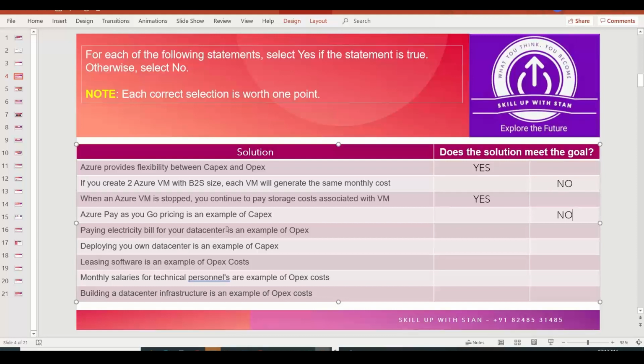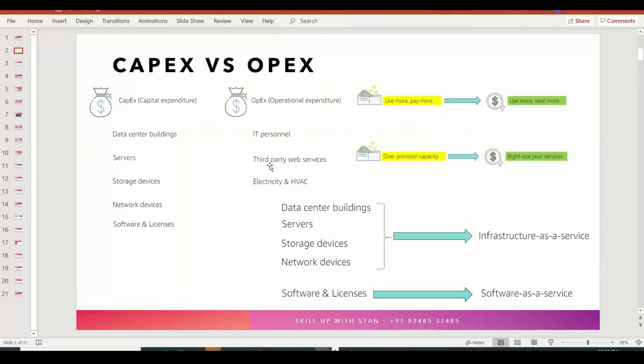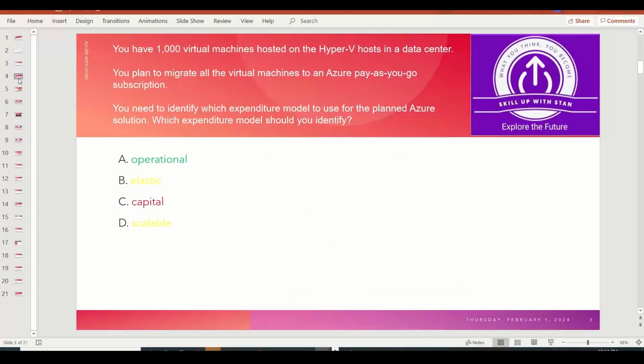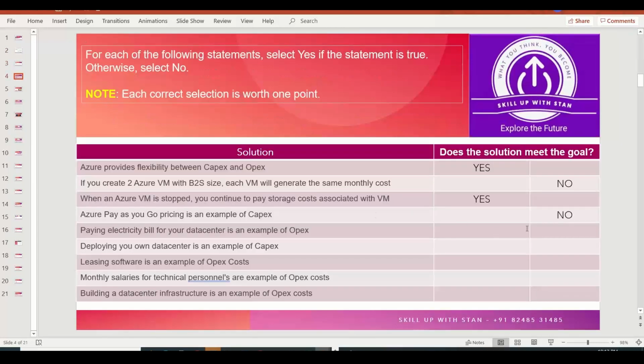Paying electricity bill for your data center is an example of operational expenditure. Yeah, that's what we saw, right? So paying electricity and then paying salary for your employees. Those all come under your operational expenditure. So we can just say yes.